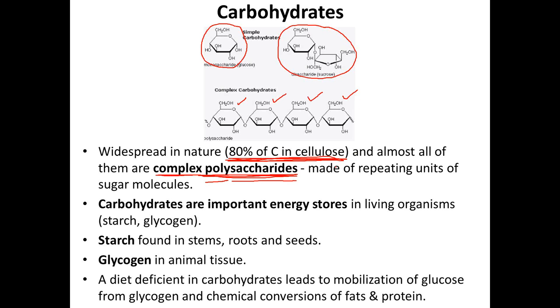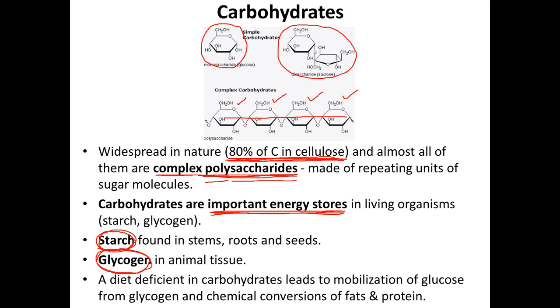The most important thing to say about carbohydrates in terms of our diet is that they're important energy stores. Carbohydrates are used by living organisms to store energy. So for instance, in plants, it is starch, which is the major complex carbohydrate. Whereas in animals, like ourselves, it is a substance called glycogen. Now the names are different, but the structures aren't. The structures are still this chain of repeating sugar units.